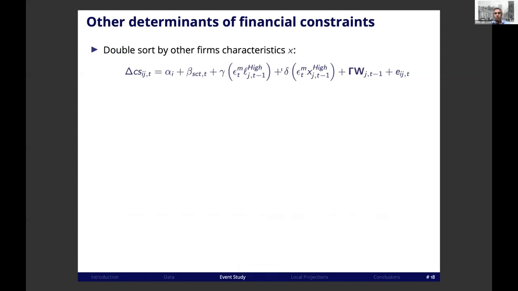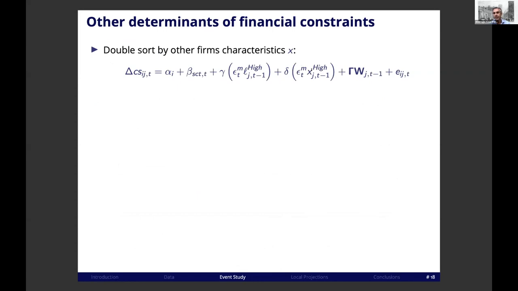So what we do to take into account this concern is run what we call double sorting regressions, where we have the same time sector fixed effects as before. We have the same interaction of leverage with the monetary policy surprise, but we also add an additional proxy for financial constraints that we also interact with the monetary policy surprise. So you should think of these regressions as almost double sorting.